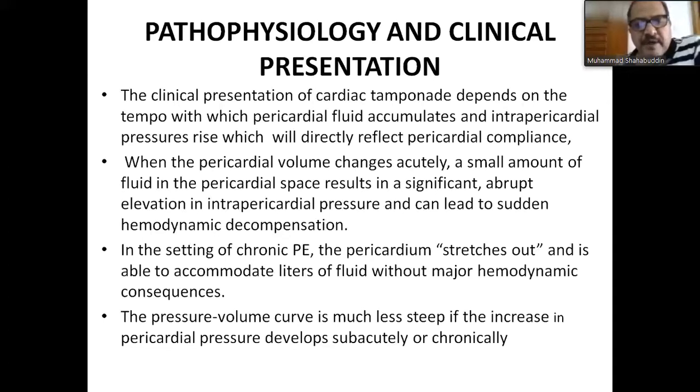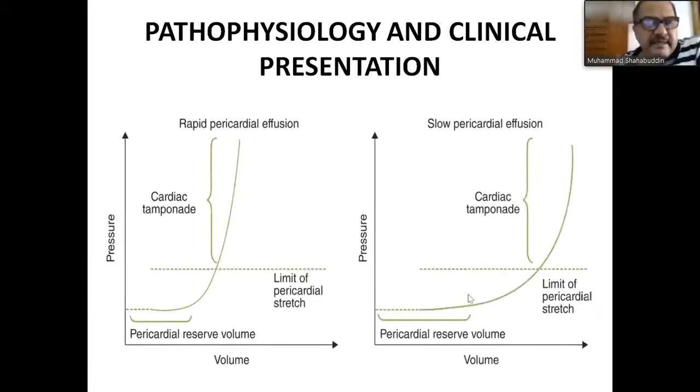The pressure-volume curve is much less steep if it increases the pericardial pressure subacutely and chronically. We will discuss it later. On the right side, there is volume and there is pressure, and there is a relationship between the volume and the pressure. If it develops chronically, the pericardium will accommodate a large amount until the limit of pericardial stretch is exceeded.